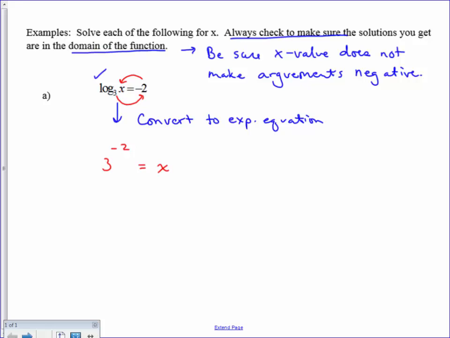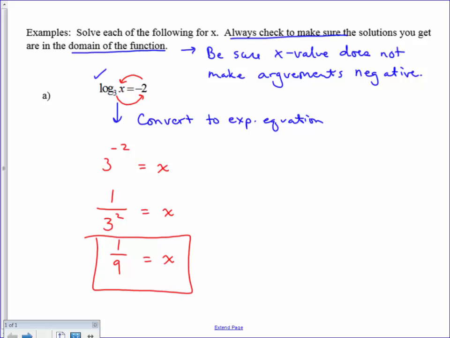This is a relatively simple log equation to solve, and we see here when we convert it, we've actually already solved it for x. The x is on one side by itself, and all we need to do is rewrite this and get rid of that negative exponent on the 3. Remember that a negative exponent can be rewritten as 1 over the base to a positive exponent. And so this particular problem would result in x equaling 1 over 9.